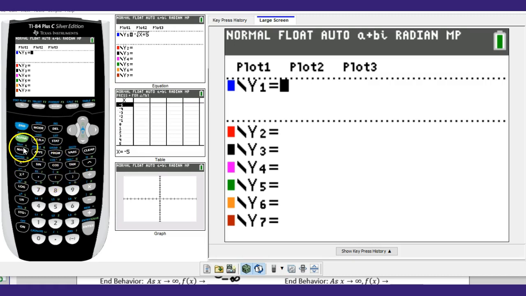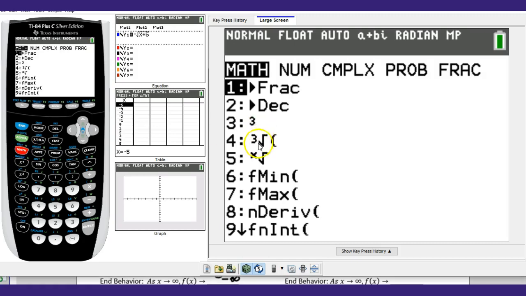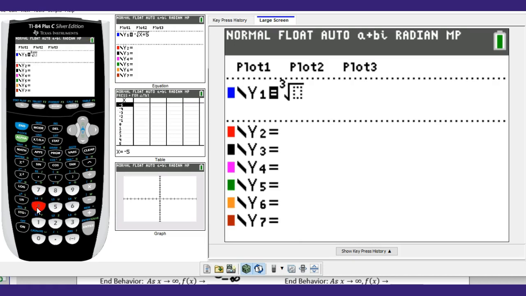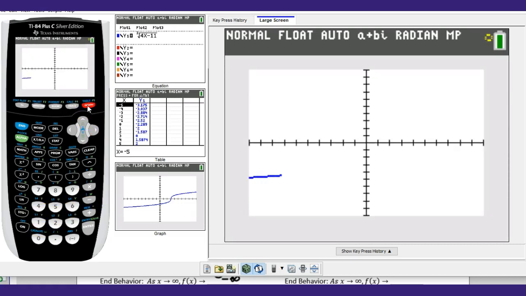So when we put it in, we're going to press math right here. That's how you get to the cube root right here, option 4. So we have the cube root of 4x minus 12. Now look, when you're done putting something underneath the radical, guys, just push the right arrow button right there. And then we have -1, like that. So let's graph this thing.